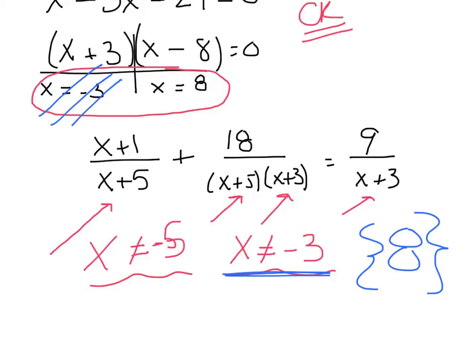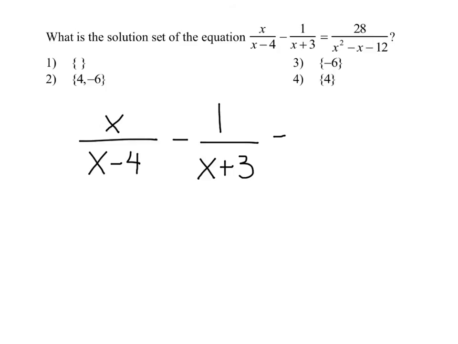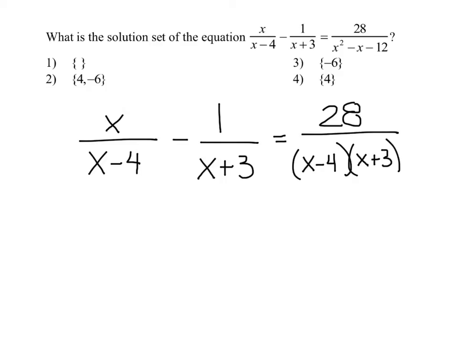All right, let's dive into another one. All right, so let's keep building. Next question, what is the solution set of this equation? Now, again, fractional equation, we're going to have to rewrite and find that least common denominator. So let's go ahead and rewrite this. And remember, let's factor that denominator. Okay, that's got to be my first move. And let's see. Multiplies to 12 adds to negative 1. I'm going to go x minus 4 and x plus 3.